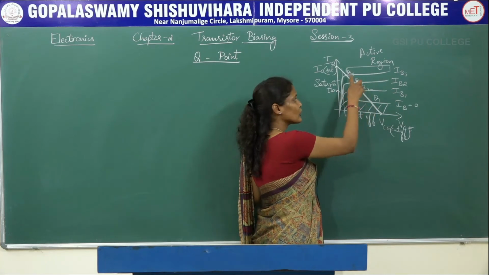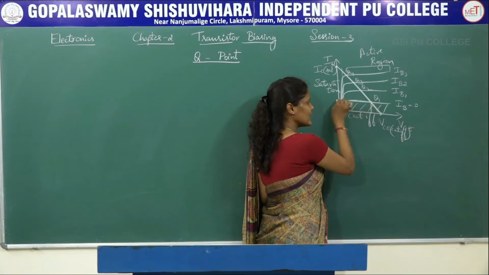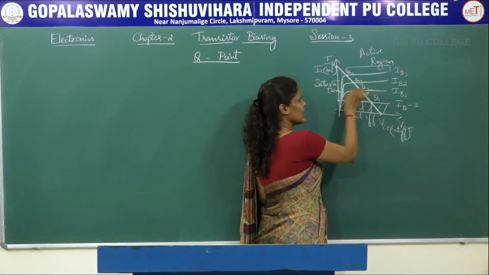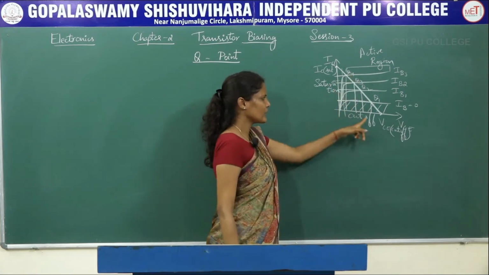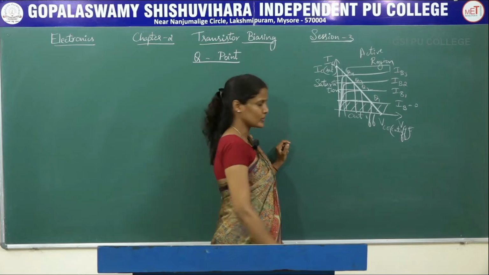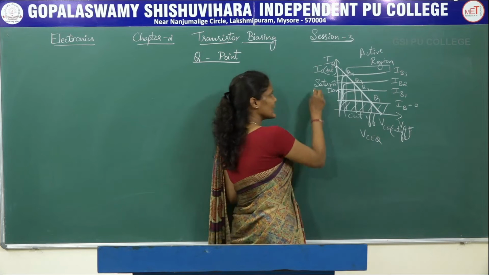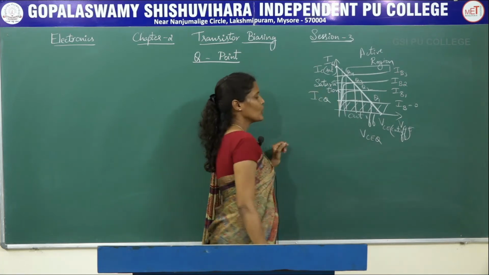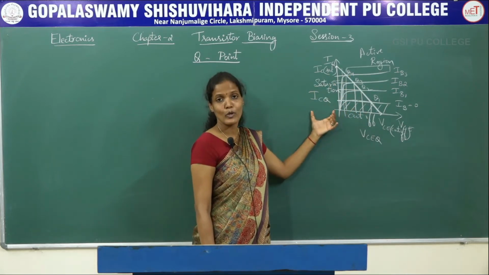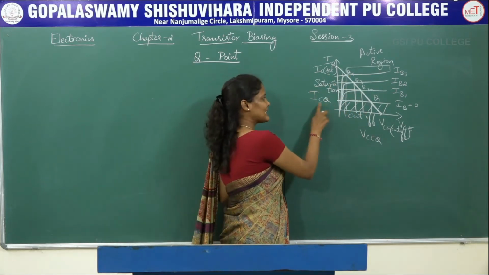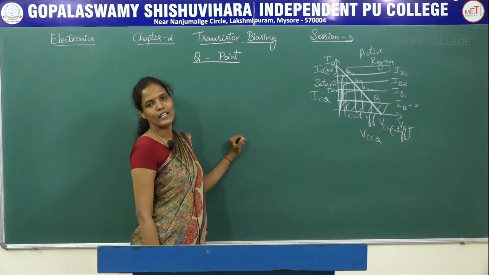For different values of this operating point, for different points of this Q point, I will be getting different VCE and IC values. If you look at this particular diagram, I will be getting different VCE values as well as IC values, and those values will be written as VCEQ and ICQ. What is this Q? That is the point of the operating region, the Q point. So ICQ and VCEQ are nothing but the 2 values which define the operating point.